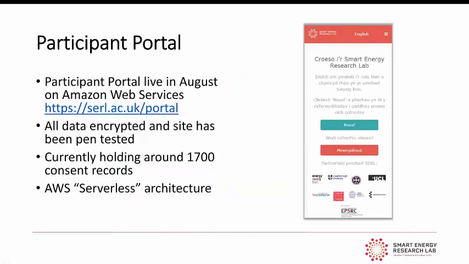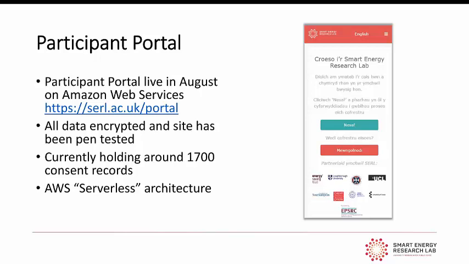Okay, so the first part of this really is capturing consents. This was a bit of a departure for the UK Data Archive because traditionally we're a data repository and we're not really involved normally in the full life cycle. But this has been interesting for us to be involved in both the survey design, capturing consents, and the whole kind of data management life cycle.